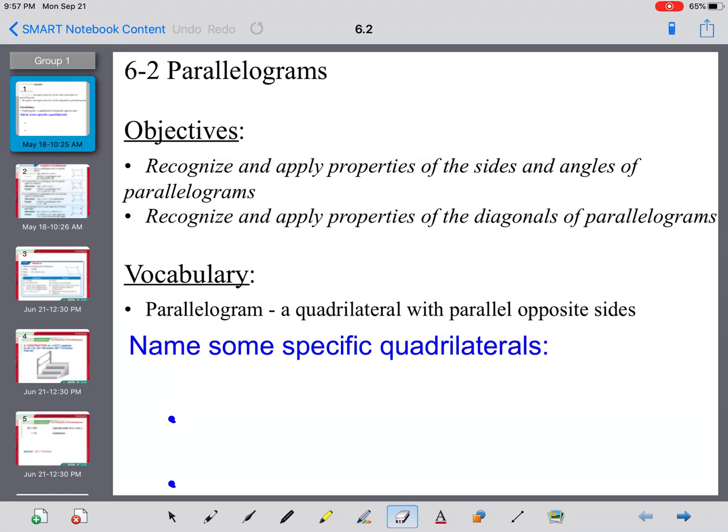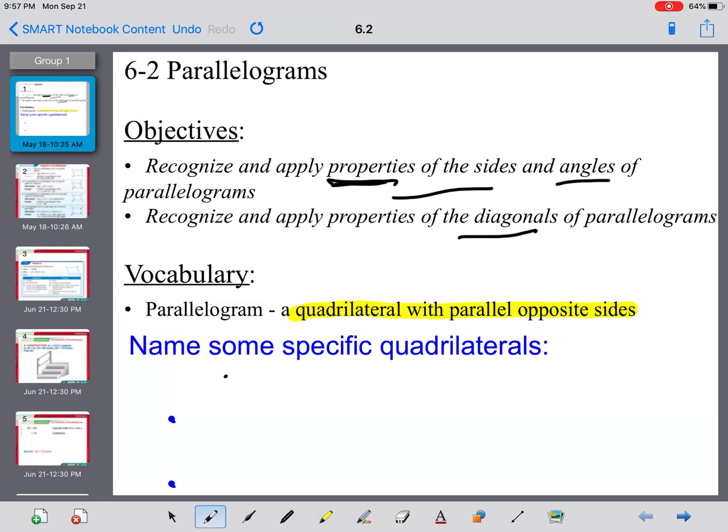So let's go through parallelograms pretty quickly. Parallelograms are quadrilaterals whose opposite sides are parallel. That's what a parallelogram is. You've been talking about those most of your school career. So we're going to talk about properties of the sides and the angles, and we also talk about the diagonals.